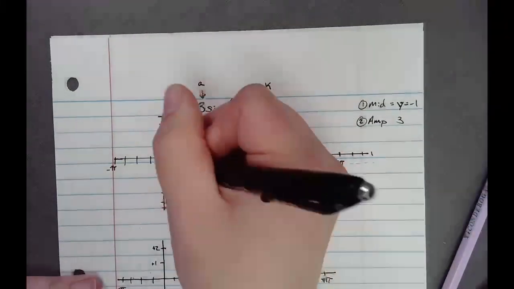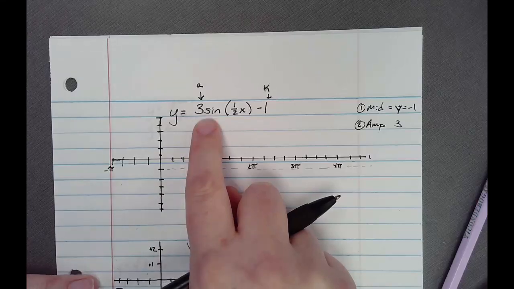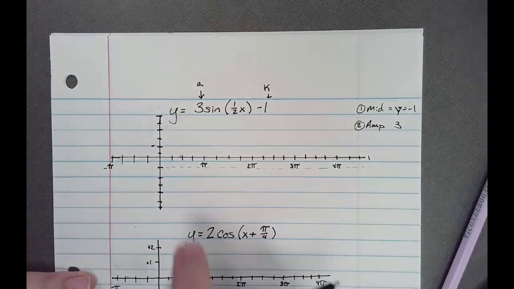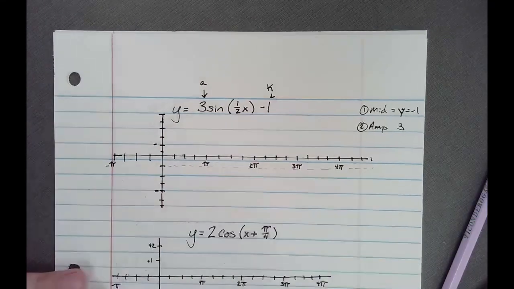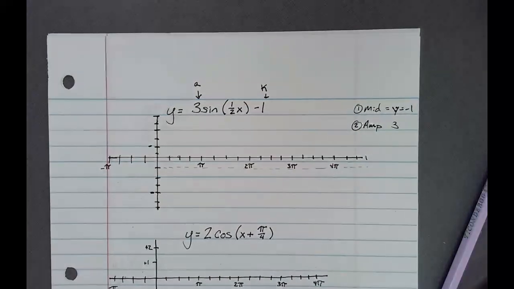Once I have that figured out, I like to make a little note to myself: my graph is only going to go 3 above and 3 below my midline. So from here, I'm only going to go up 1, 2, 3, only going to go up that high. And I'm only going to go down 1, 2, 3 below the line. So my graph is only going to be within this space all the way across.